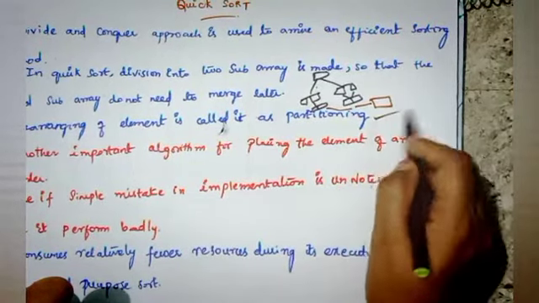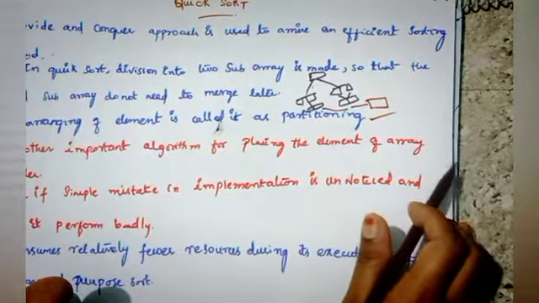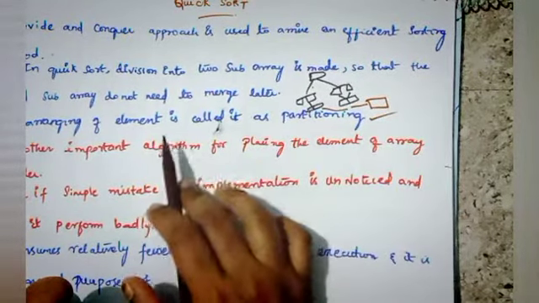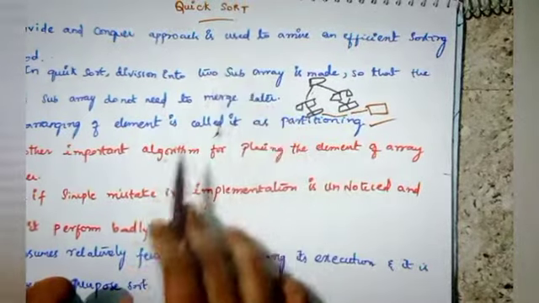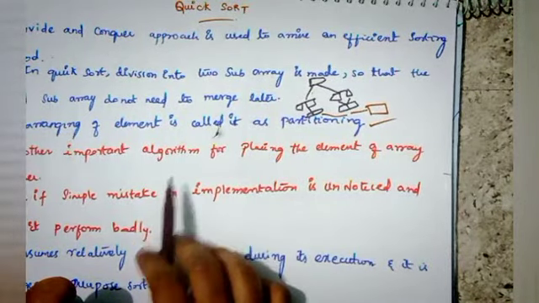Here the rearranging of elements is done. Quicksort is another important algorithm for placing the elements of an array in order, where we arrange and sort the elements.